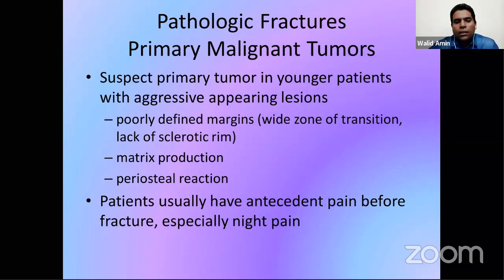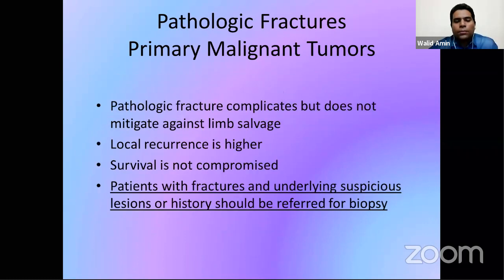This can be poorly defined margins with a wide zone of transition and lack of sclerotic rim. These lesions are matrix producing and there is periosteal reaction. These patients usually have antecedent pain before fracture, especially night pain. Pathological fracture complicates but doesn't mitigate against limb salvage. In the past, when a pathological fracture happened in a primary malignant bone tumor, amputation was the only solution, but now there are good results with limb salvage procedures. But local recurrence is higher and survival is not compromised.